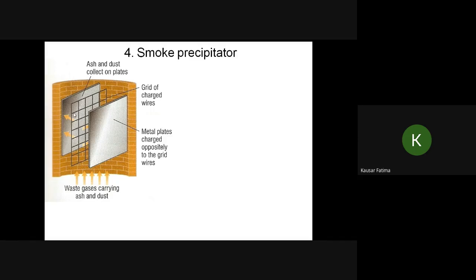Okay, the charge on this wire grid and the metal plates will be opposite. Okay, if the wire grid has positive charge, it means the metal plates should have negative charge on them. When these dust particles pass through the grid, they will acquire the same charge as that of the grid. Okay, because when they pass through this grid, they will lose their electrons towards the grid, and they will also become positively charged, and they will be attracted towards the metal plates on both sides.